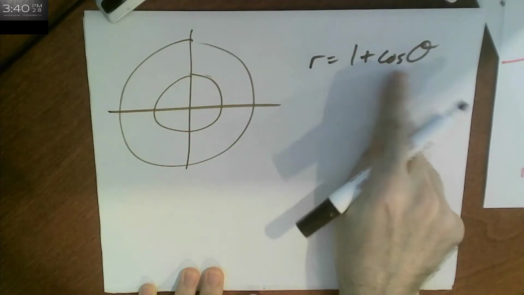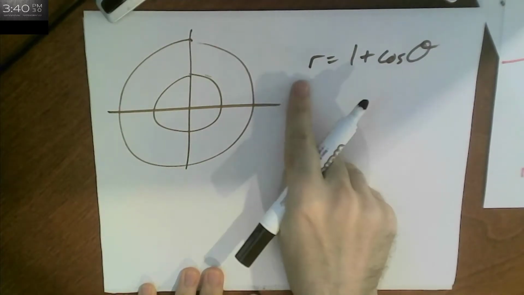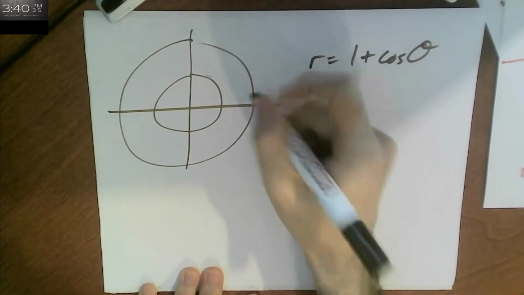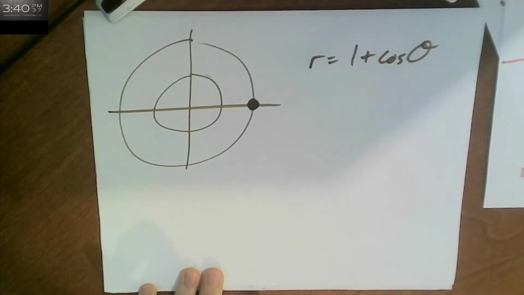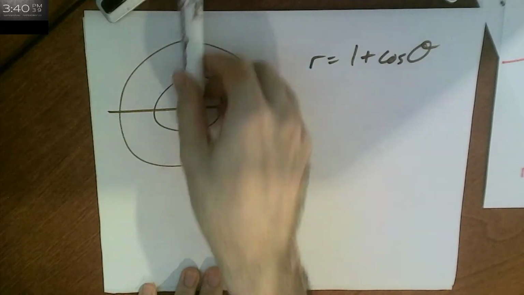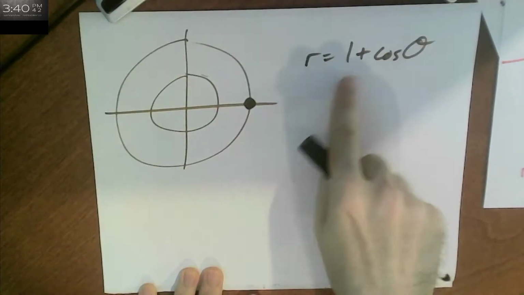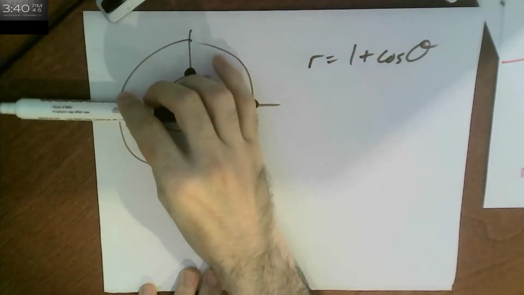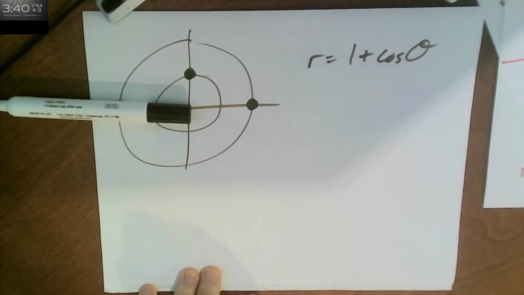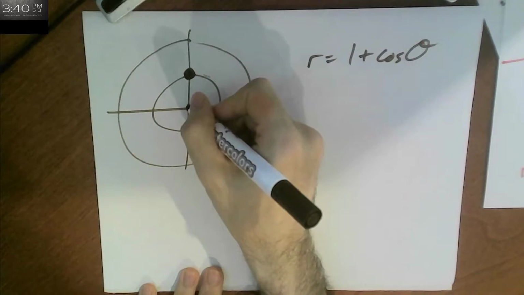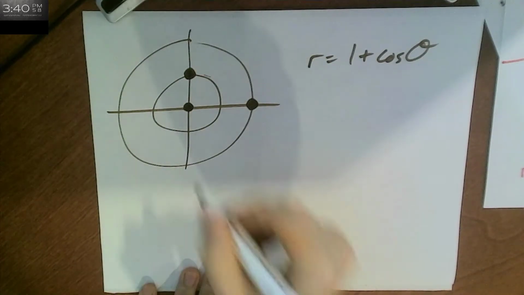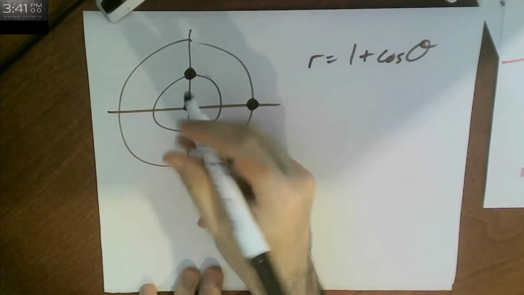When theta is 0, cosine of theta is, of course, 1. So the radius would be 2. So along the angle of 0, I have a point at radius 2. At the angle of pi over 2, we have 1 plus 0. So we'd be at a radius of 1. At the angle of pi, we would have 1 plus negative 1. So in this ray of angle pi, my distance is actually 0. So I actually stay at the origin. And for 3 pi over 2, of course, we'd get 1 plus 0, a radius of 1.